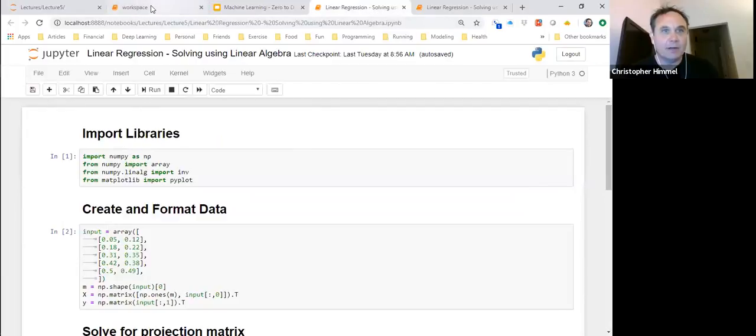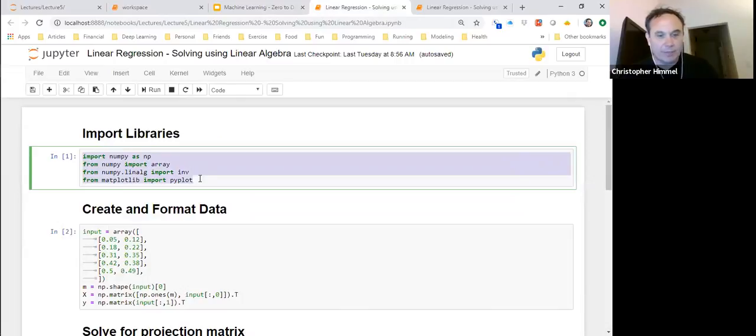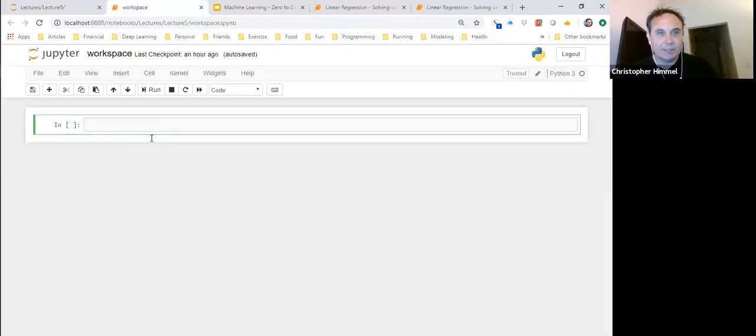Okay, so let's look at the gradient descent, or the linear algebra calculation of this. First of all, I'm going to pull in a bunch of libraries, and I'm going to do this all from scratch here.